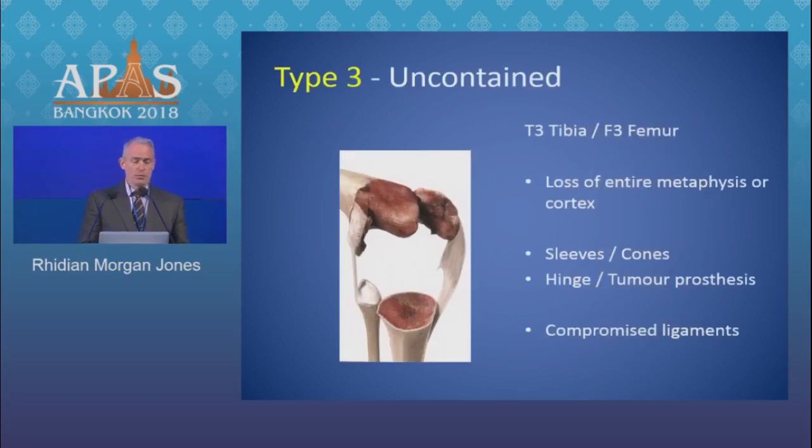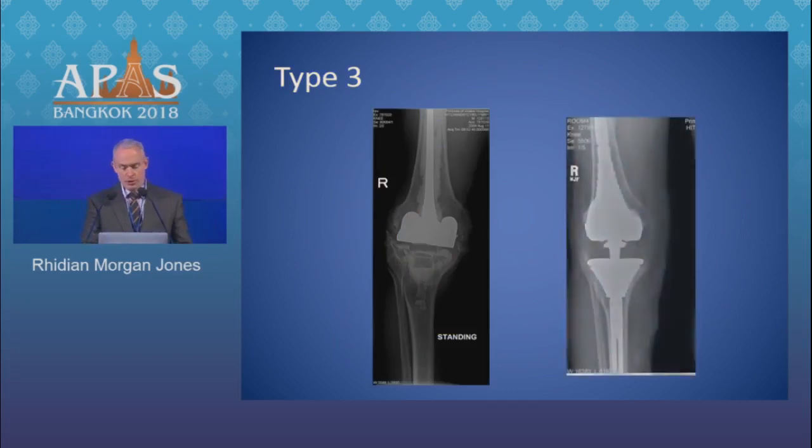And then type 3 are the uncontained defects, major loss, metaphysis, cortex. They always need some form of reconstruction, and the ligaments almost always compromised. And here's an example of a re-revision going from hinge to hinge.